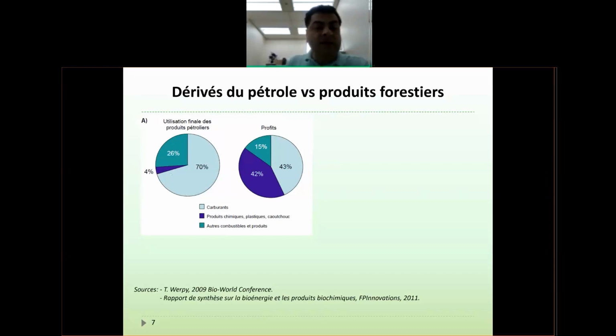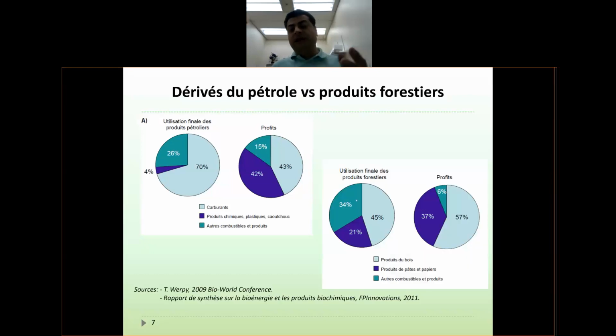You can see that total consumption of those petroleum products for making chemicals, plastics, and rubbers is just 4% of the overall consumption of those petroleum-based products. Just 4%. But in terms of profits, in terms of money, that 4% is associated to 42% of the total benefits. Okay, that's a big advantage.